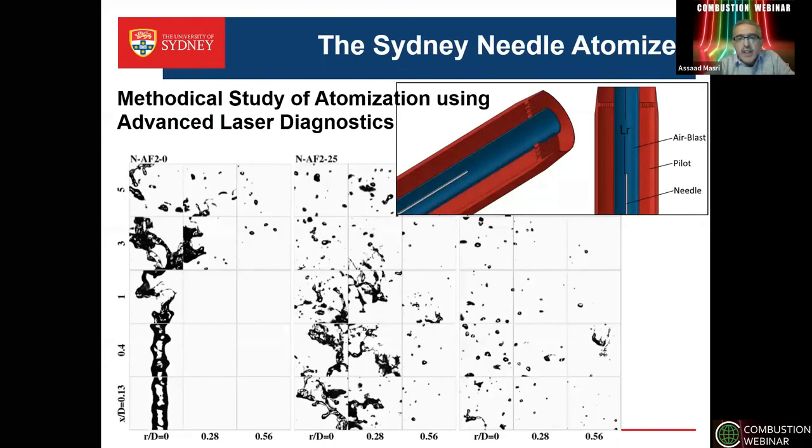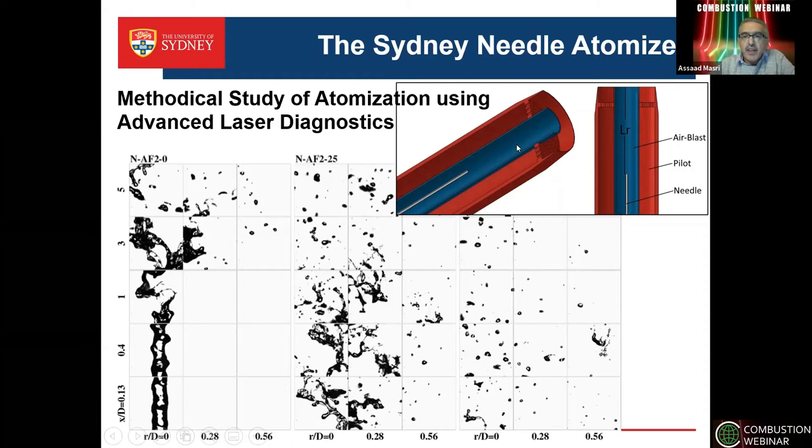Now, the workhorse that we have used for this is what's referred to as the Sydney needle burner, and the Sydney needle burner is a simple design that uses a needle to inject the liquid into an air blast stream, which is that blue annulus.